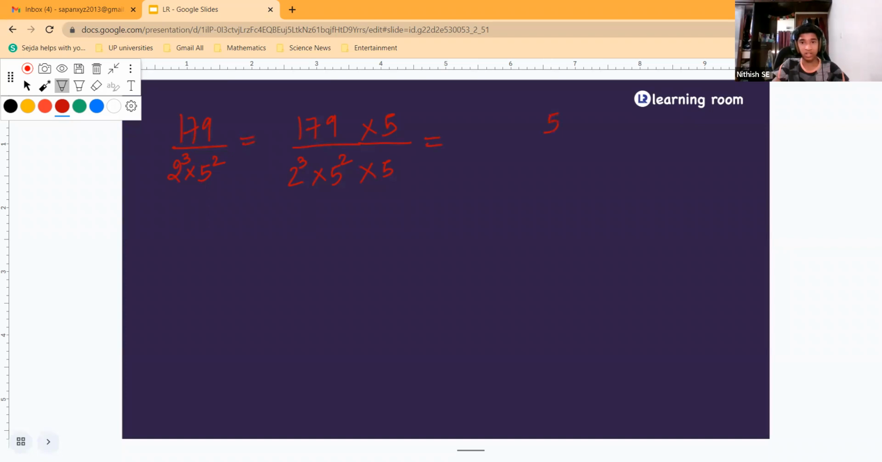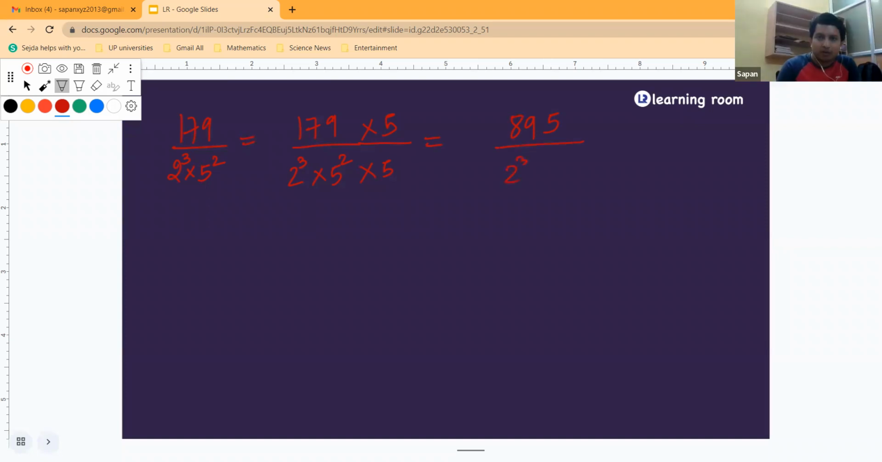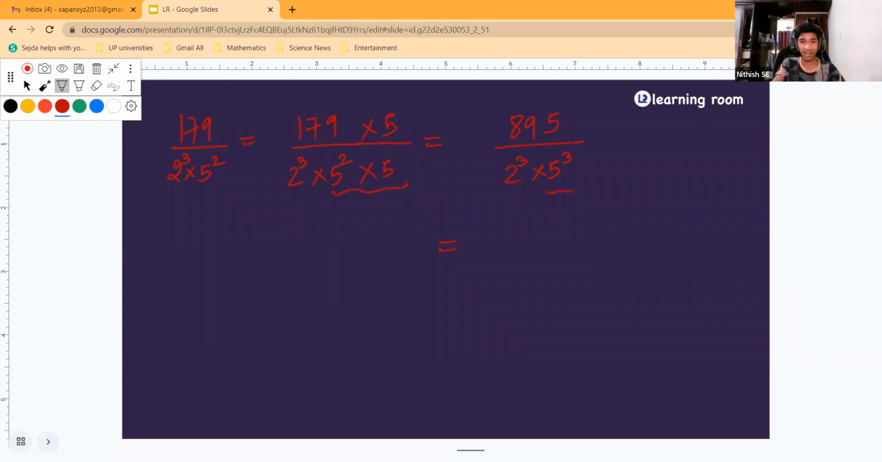Now what comes in the numerator? 895. And what comes here? 2 cube into 5 cube. So what about the 5, sir? 5 square into 5 becomes 5 cube. Oh, okay, I didn't see you change it.